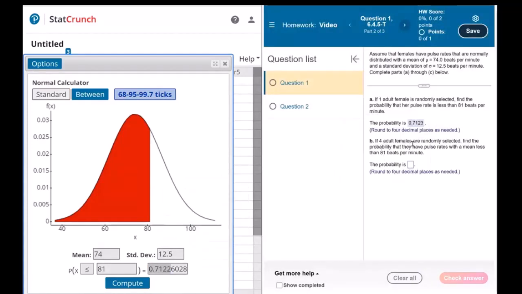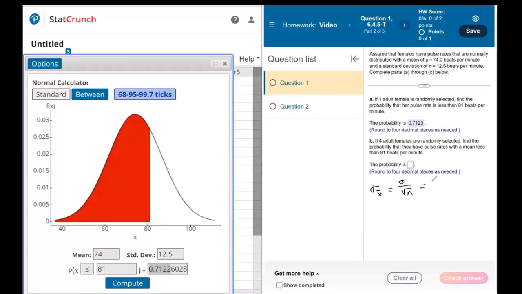If 4 adult females are randomly selected, find the probability they have a pulse rate with a mean less than 81 beats per minute. I need my standard deviation, which is equal to my standard deviation divided by the square root of n. And here my sample size is 4. I can use it because I already know that pulse rates are normally distributed.